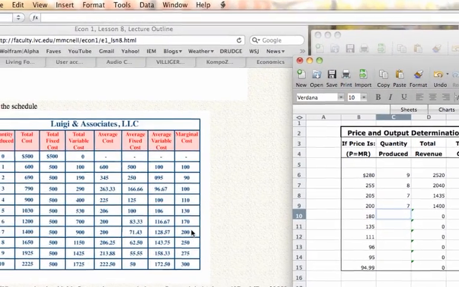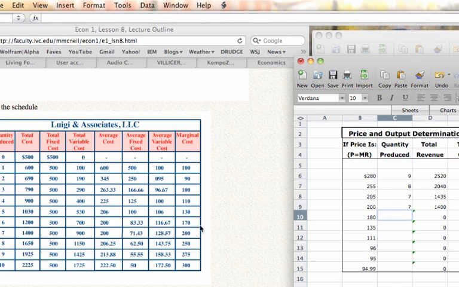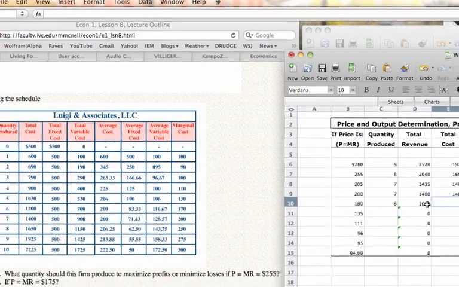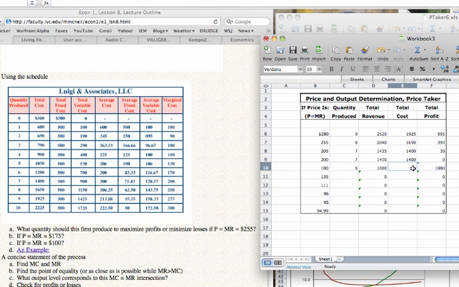They won't produce the 7th unit anymore, but they will produce the 6th because the marginal cost is $170 and their marginal benefit is $180. So I plug 6 in here. The total revenue is $1080, and the total cost from the table over there is $1200. So their total profit is negative $120.